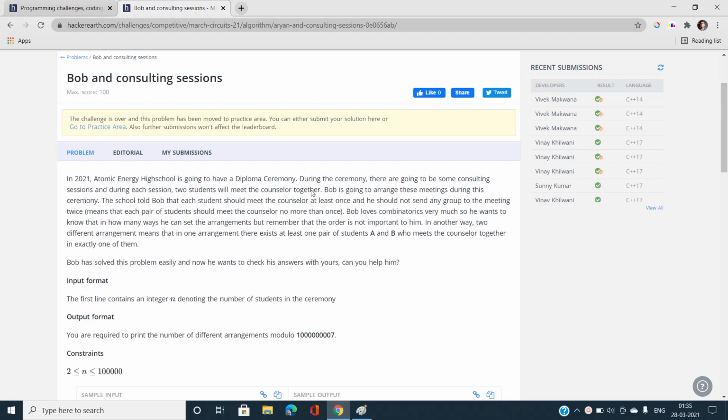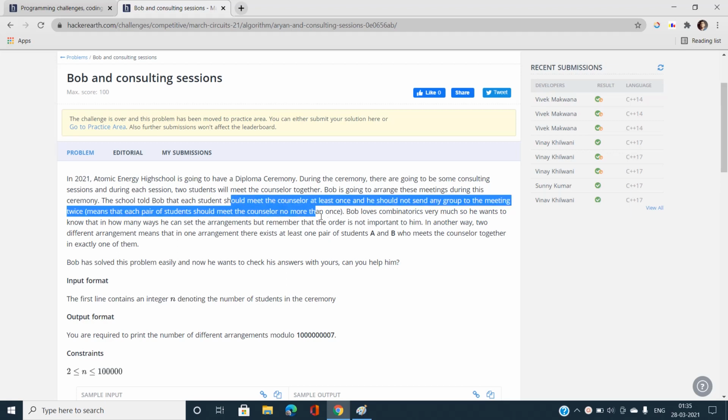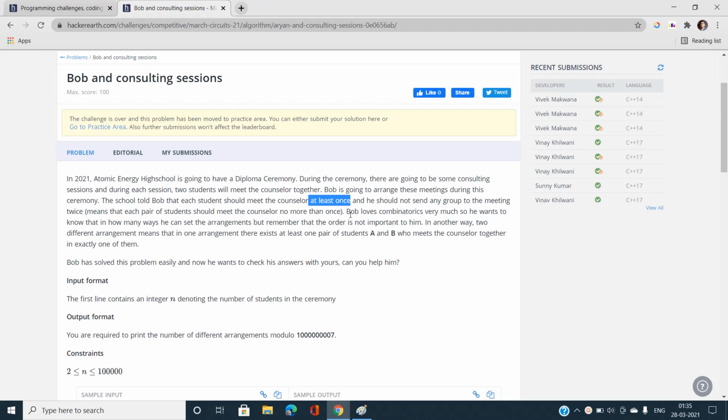There is a person Bob, and he's going to arrange the meetings during his ceremony. The school told Bob that each student should meet the counselor at least once. And he should not send any group to the meeting twice. It means that we have to find the distinct combinations. Bob loves combinatorics, so he wants to set the arrangements, but the order is not important to him. One arrangement exists. So Bob wants to solve this problem to check his answers.